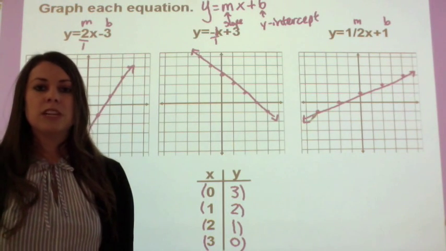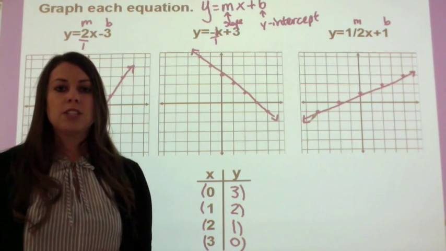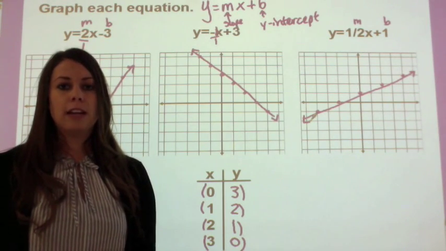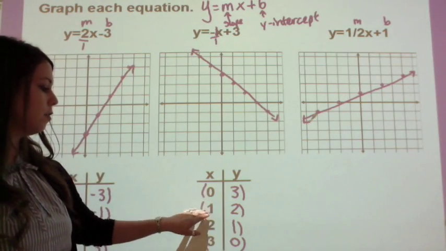So those are just 3 examples of graphing linear equations, either using y equals mx plus b or creating a table and plugging in values for x.